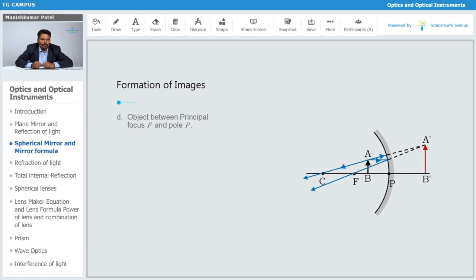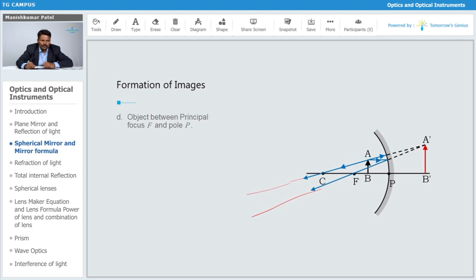So again the formation of image when the object is between the principal focus and pole P. You can also call that the object within the focus. For this particular case, this is a very special case from the magnification point of view. So the same two rays, one parallel to the principal axis, passes through the focus. Again another one will strike your mirror and pass through the center of curvature. So these two rays are not going to meet on this side, so definitely there is no formation of real image.